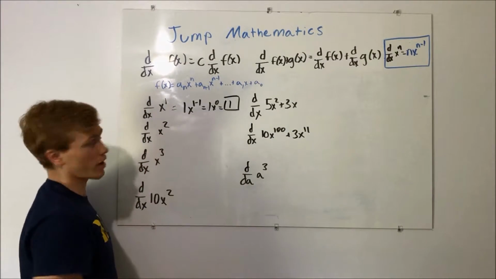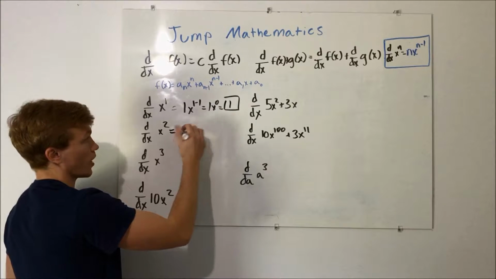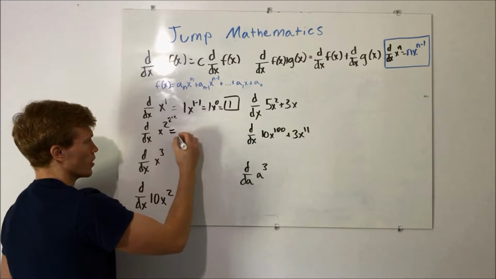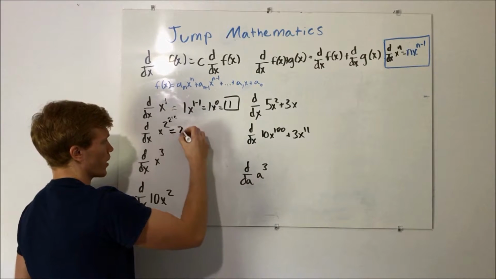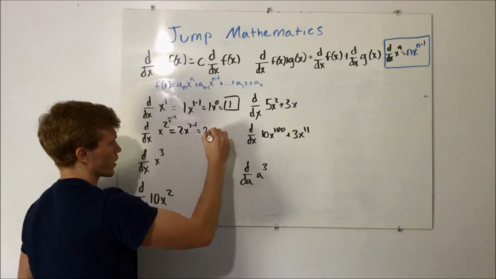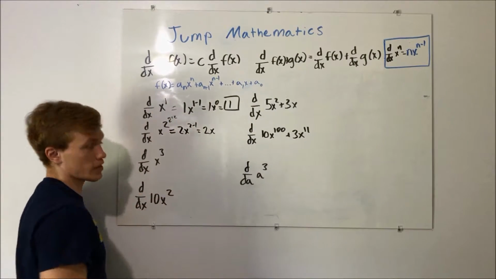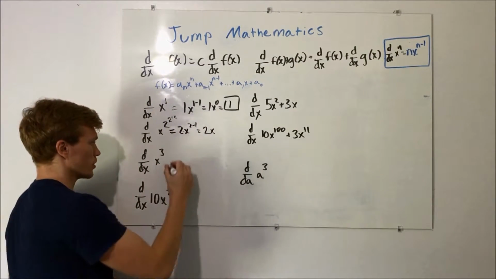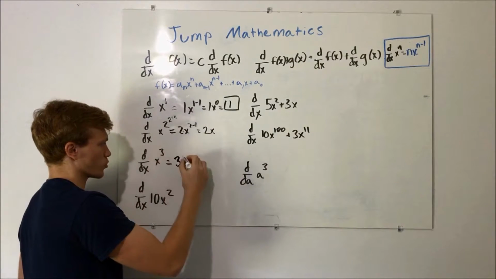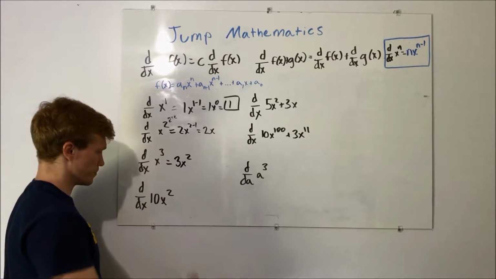Next up we have x squared. This one comes up a lot. In this case, n equals 2, so we bring the 2 down. Then we have x to the 2 minus 1, which equals 2x to the 1 again, but x to the 1 is just x. X cubed, we'll go a little bit quicker now. 3x to the 3 minus 1 is 2, so 3x squared.